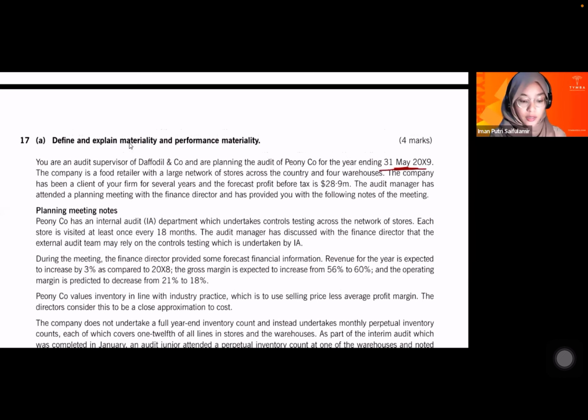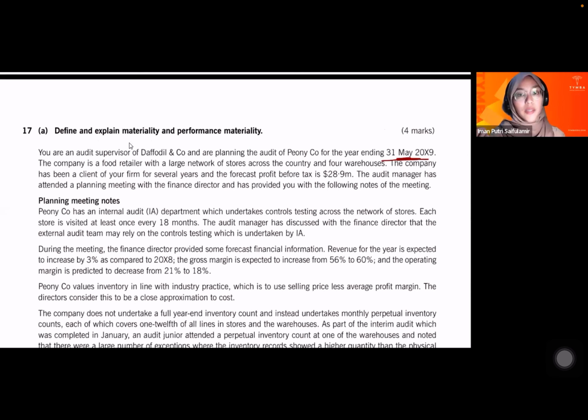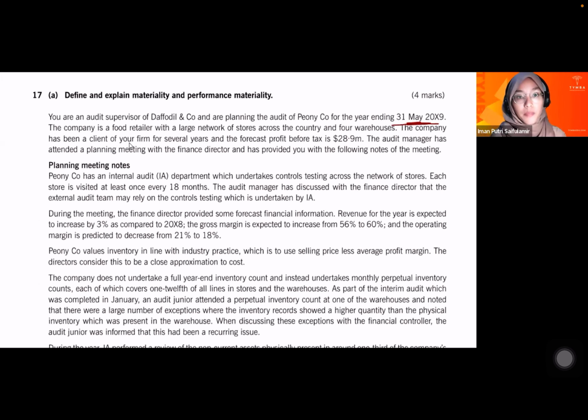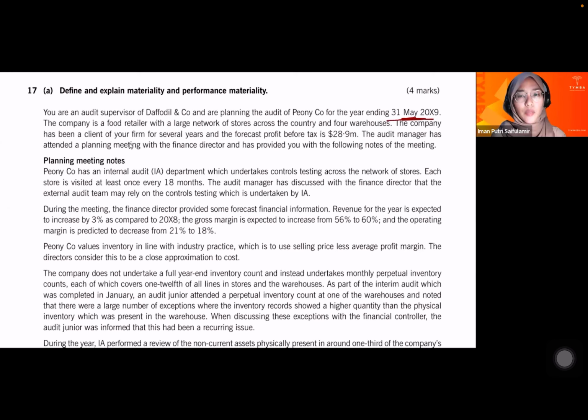Okay, so the company is a food retailer with a large network of stores across the country and 4 warehouses. The company has been a client. Okay, they give you the profit before tax. Okay, next, Ponyco has an internal audit department which undertakes control testing across the network of stores.